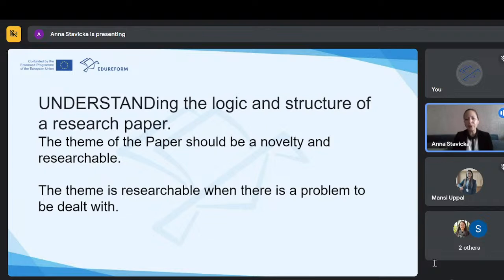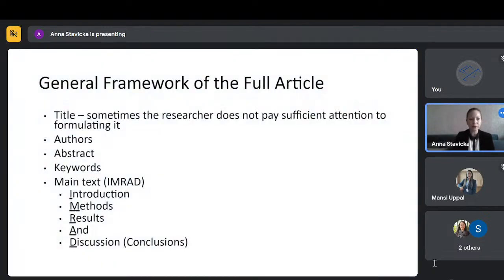So now we are going to continue, and what is important is understanding the logic and structure of a research paper. As I have already mentioned, the theme of the paper should be a novelty and researchable. And the theme is usually researchable when there is a problem to be dealt with, as the example with teachers in the classroom showed. Problems to be resolved.